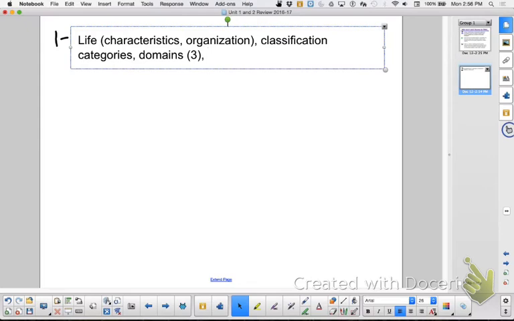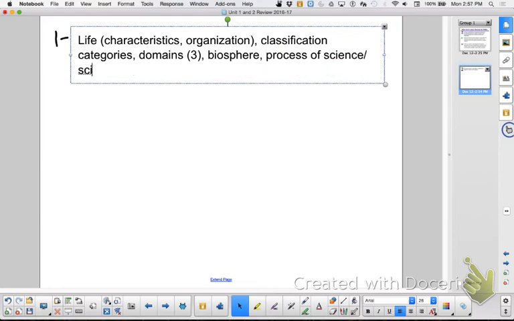I introduced the organization of the biosphere, which we had already learned. This is Chapter 1, but you had already done all of the ecology about biodiversity and chemical cycling versus energy flow. But we did bring up the biosphere, and the biosphere is where all life exists. And we talked about the process of science, and that would be like your scientific method.